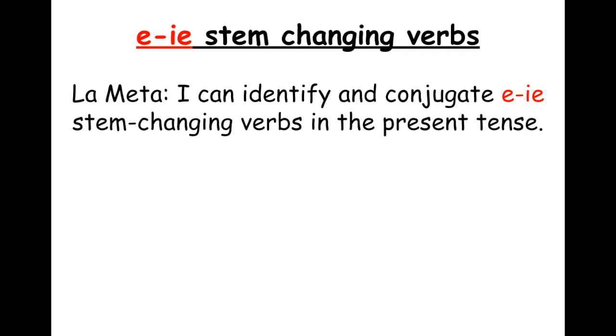So today we're going to learn about stem changing verbs e to ie and how to conjugate them. So this is our goal. You will be able to identify and conjugate e to ie stem changing verbs in the present tense.